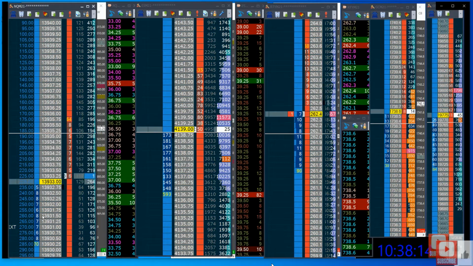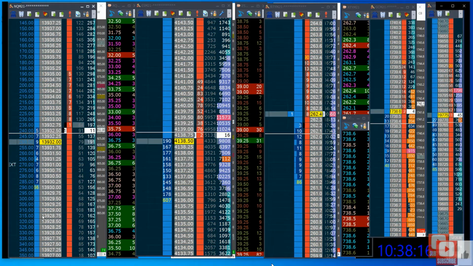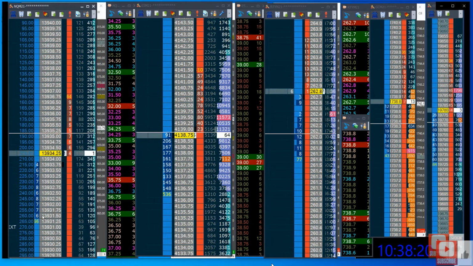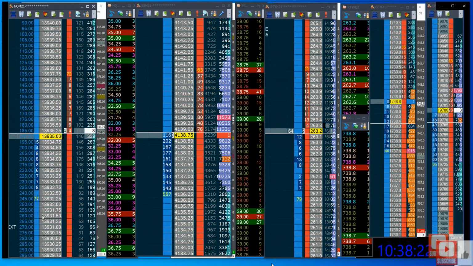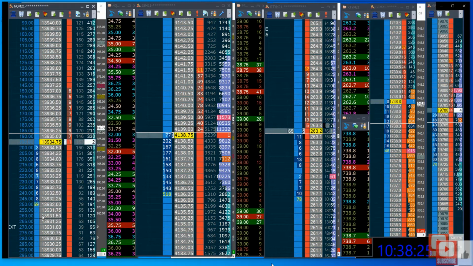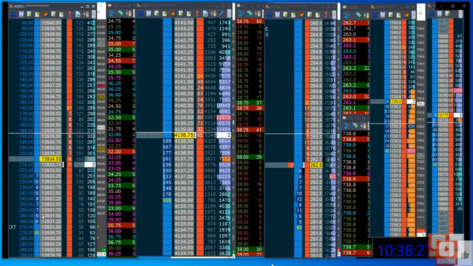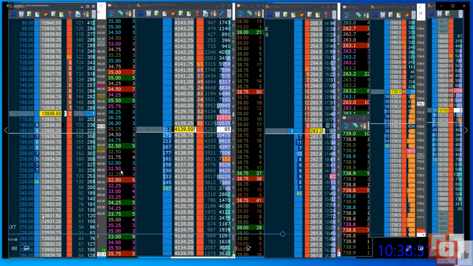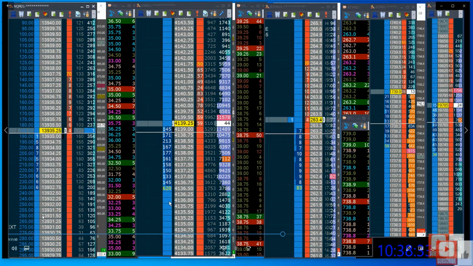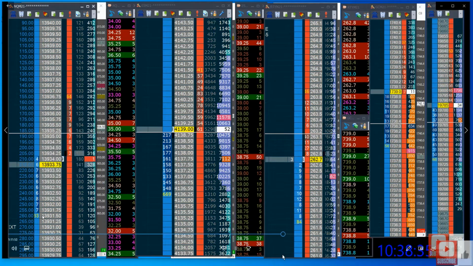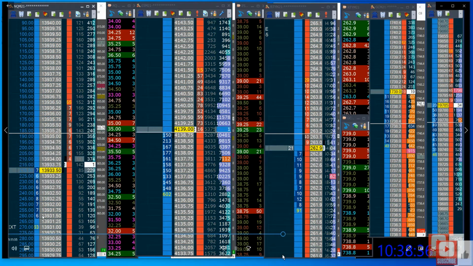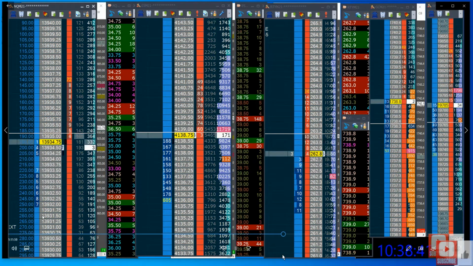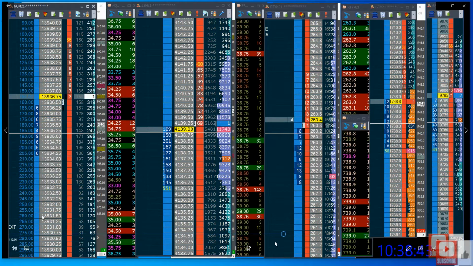So look at the velocity. It's just squeezing higher and moving back down. And the tape isn't showing anything really aggressively on the buy side for me to just close this trade right here. So I kind of let it run a bit.